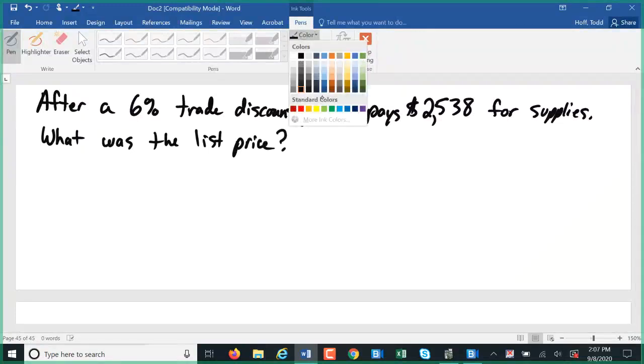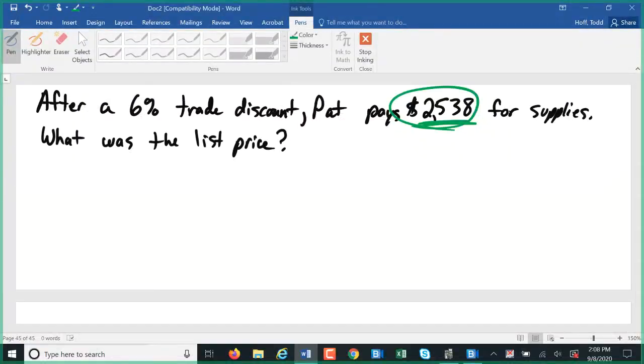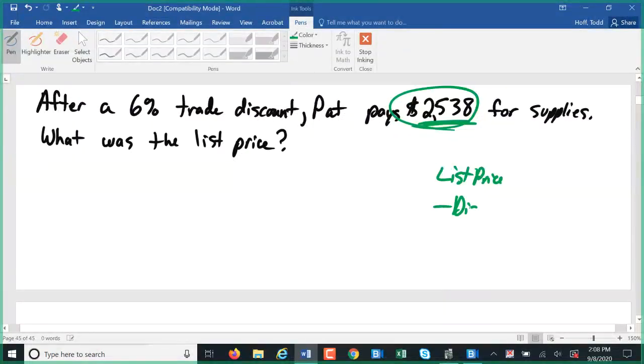Well, many of you, probably most of you, would be tempted to jump in and find 6% of this and add it back on. The problem is the 6% is not calculated off that. That is not the base. The base is the list price, and we don't know what the list price is. But if we look at what we did here before, we have the list price, subtract that discount, it gives us the amount that is paid.